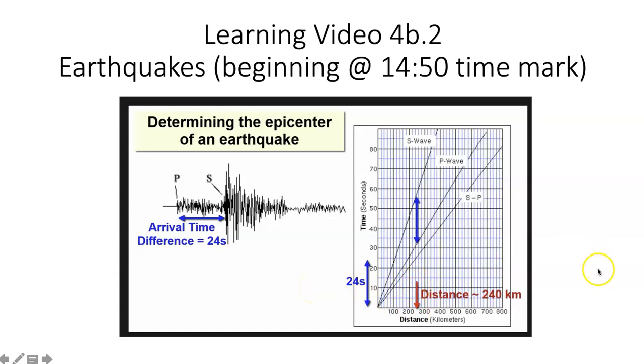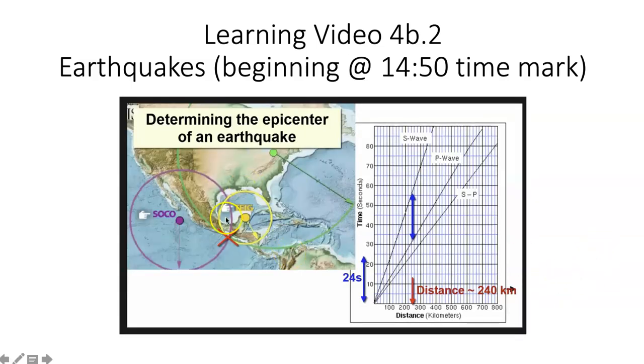Again, we don't know the direction, but if we have multiple stations recording the same earthquake, we can triangulate. And so that's what's shown in the next part of her image. She's got 3 different stations here, and she's showing how all 3 of them intersect at this red X.